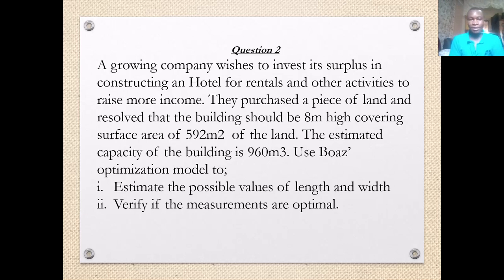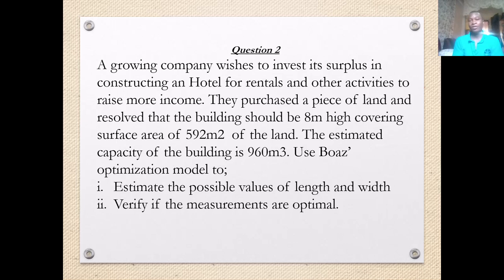And the estimated capacity of the building is 960 meters cube. Use Boas optimization model to, Roman 1, estimate the possible values of the length and the width. Once you use Boas optimization model as a student, if you see such kind of a question, you just have to smile, because things are made easy with this model. Now then, Roman 2, verify if the measurements are optimal.